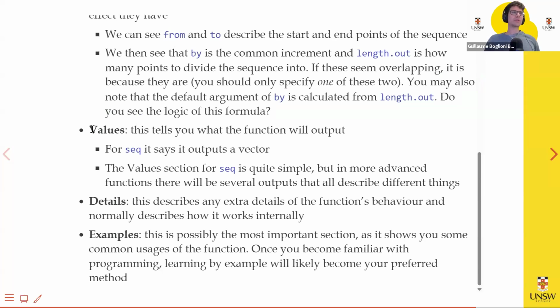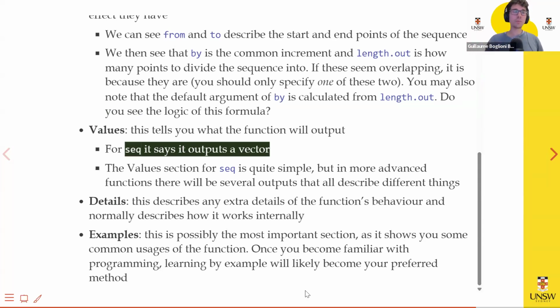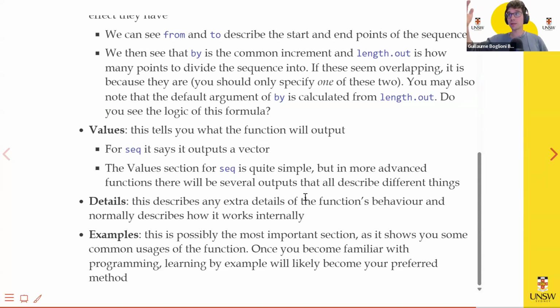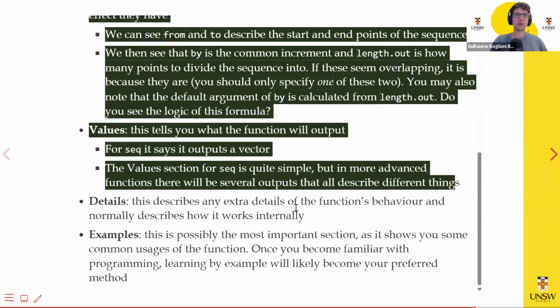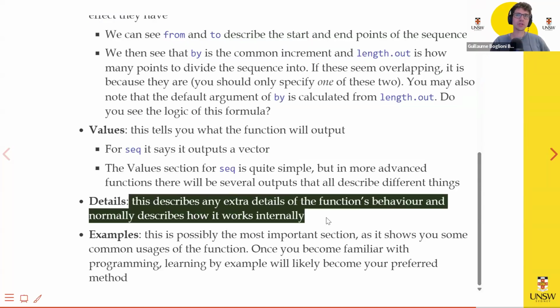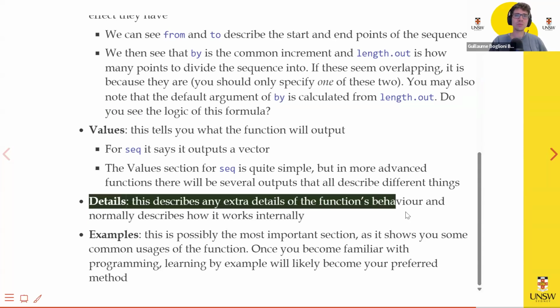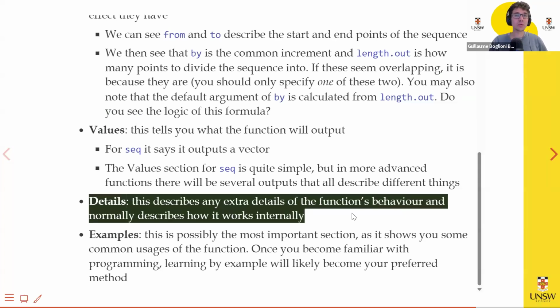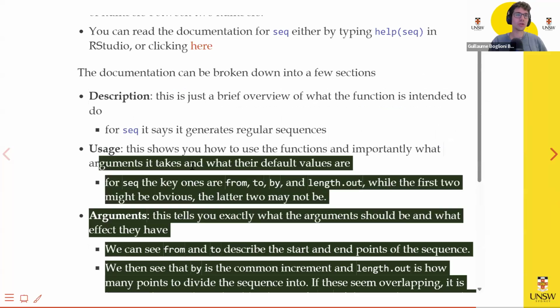Okay, then in the help menu, you'll have some information about values. This is what the function will output. For seq, it can tell you something about the fact that it outputs a vector. And of course, here there's only one result, but some functions can display a list of results, in which case you might have quite a lot of information in the value section. And then details, this describes any extra details of the function's behavior. Often this will be stuff that is kind of more advanced, or maybe you don't need it. So frankly, look at this only if you need to understand it, like only if you don't understand what the function does from the other sections.